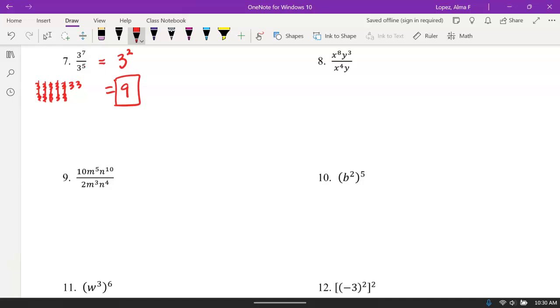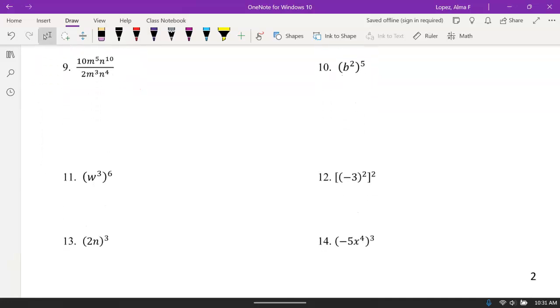Now let's use our quotient rule. I have 8 x's on the top, 4 on the bottom. That's going to leave 4 x's on the top. For the y's, I have 3 y's on the top, 1 y on the bottom. Subtract, and there will be 2 y's left on the top. I drew the line in case we had some left over on the bottom. We didn't, so that's it.